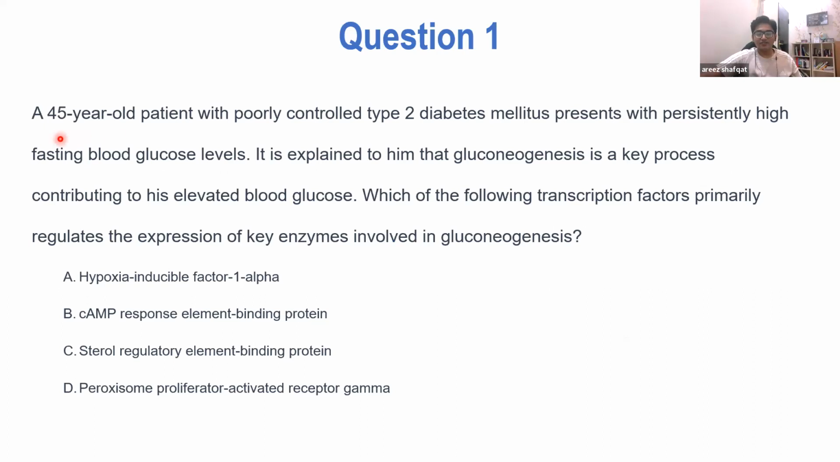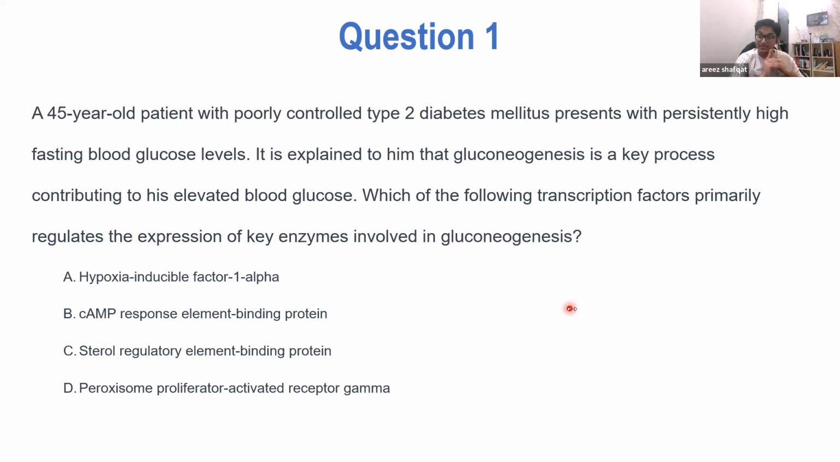So, a 45-year-old patient with poorly controlled type 2 diabetes presents with persistently elevated fasting blood glucose levels. His doctor tells him that gluconeogenesis is a key process contributing to his elevated blood glucose. Which of the following transcription factors primarily regulates the expression of key enzymes involved in gluconeogenesis? You can type in the chat, unmute your mic.